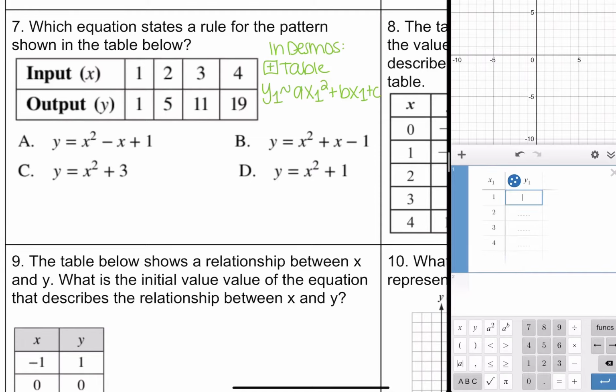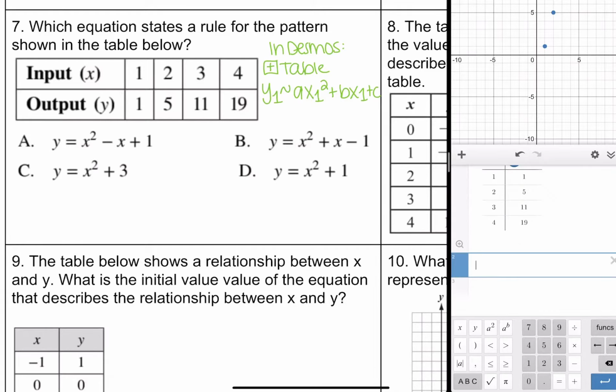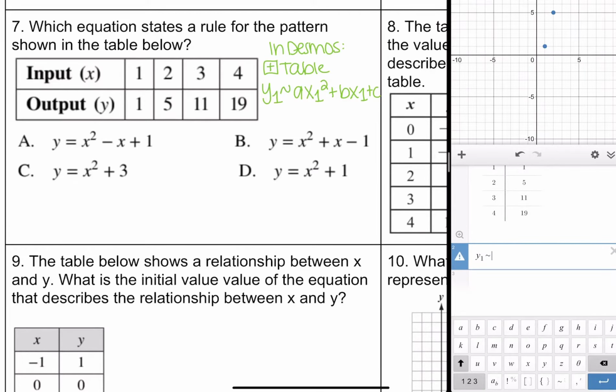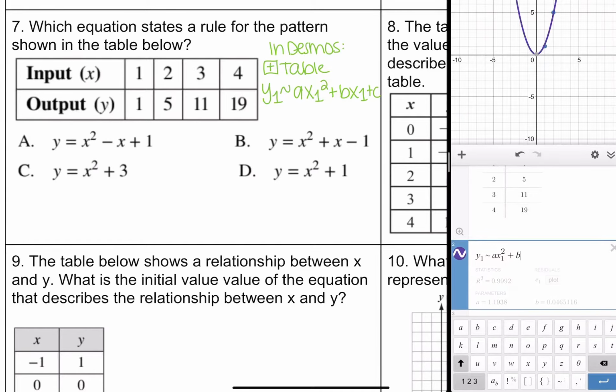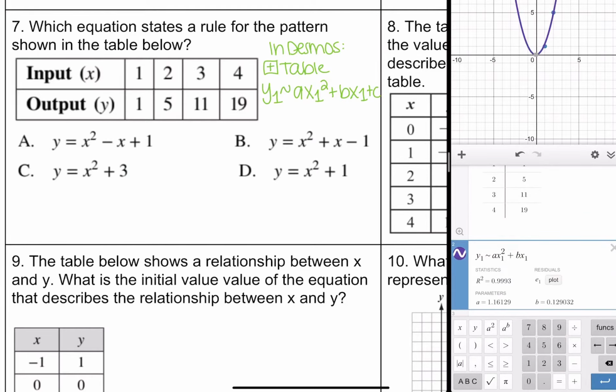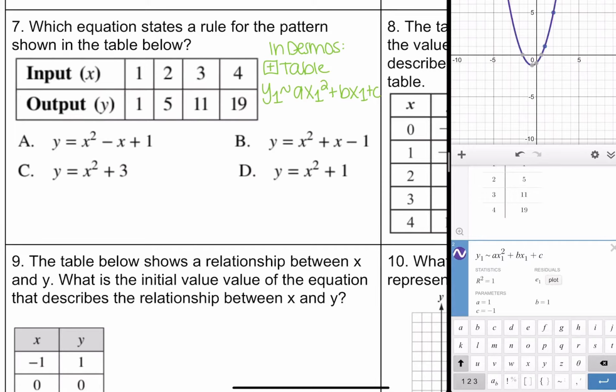Y is 1, 5, 11, 19. Then in a new box, we're going to type y1, go to ABC for the squiggle, ax1 squared plus bx1 plus c. That gives us our a, b, and c value.